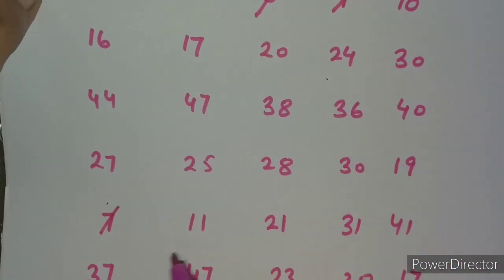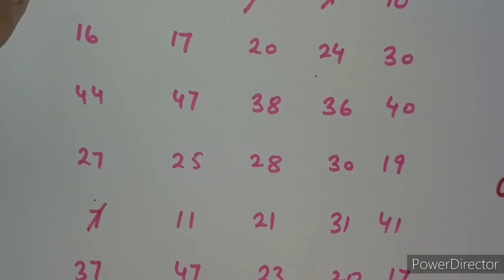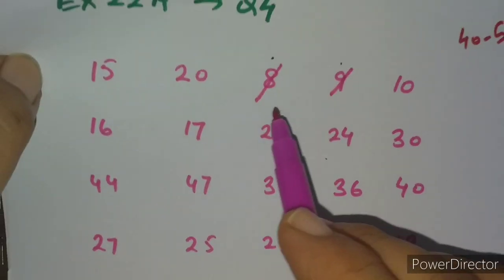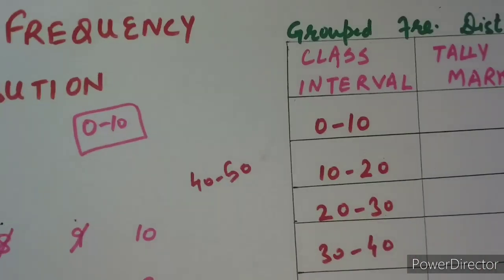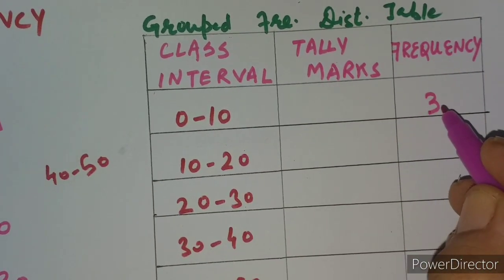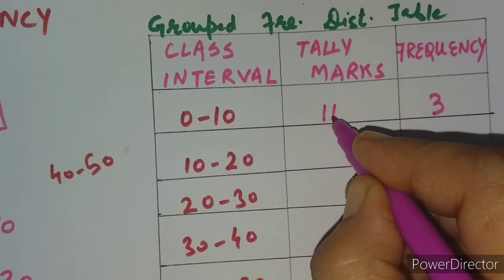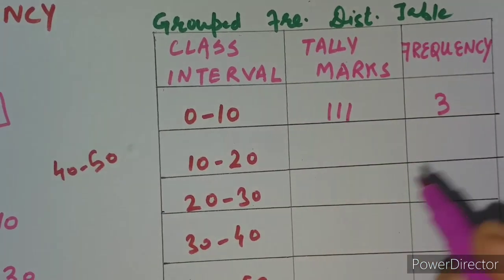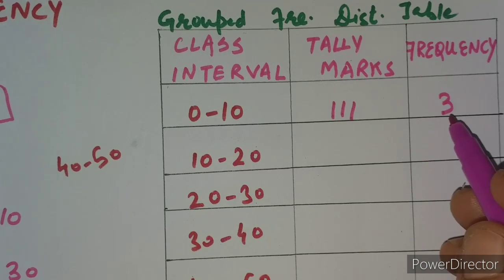So 7 is again a number, and then there is no number which is up to 9. So total we have got 1, 2 and 3. That 3 will be written here under the frequency, and for that 3 we have to write the tally marks. I told you in the previous video also, 3 lines will be the tally marks for 3.